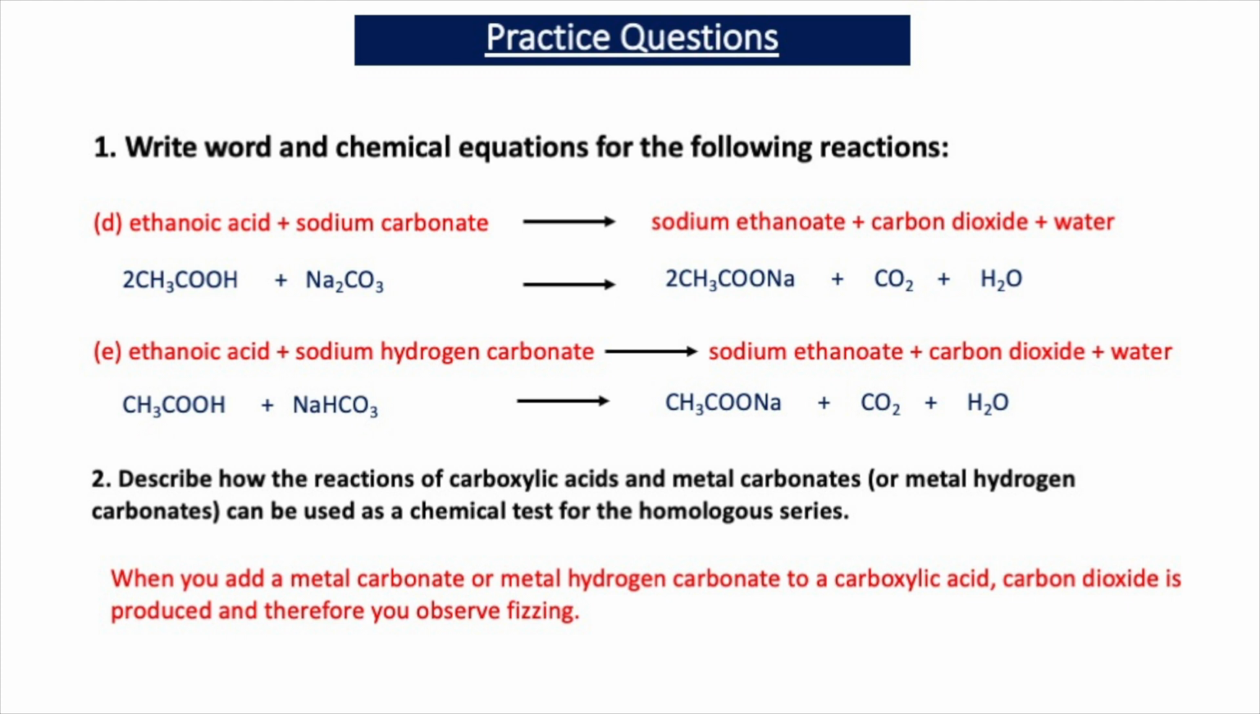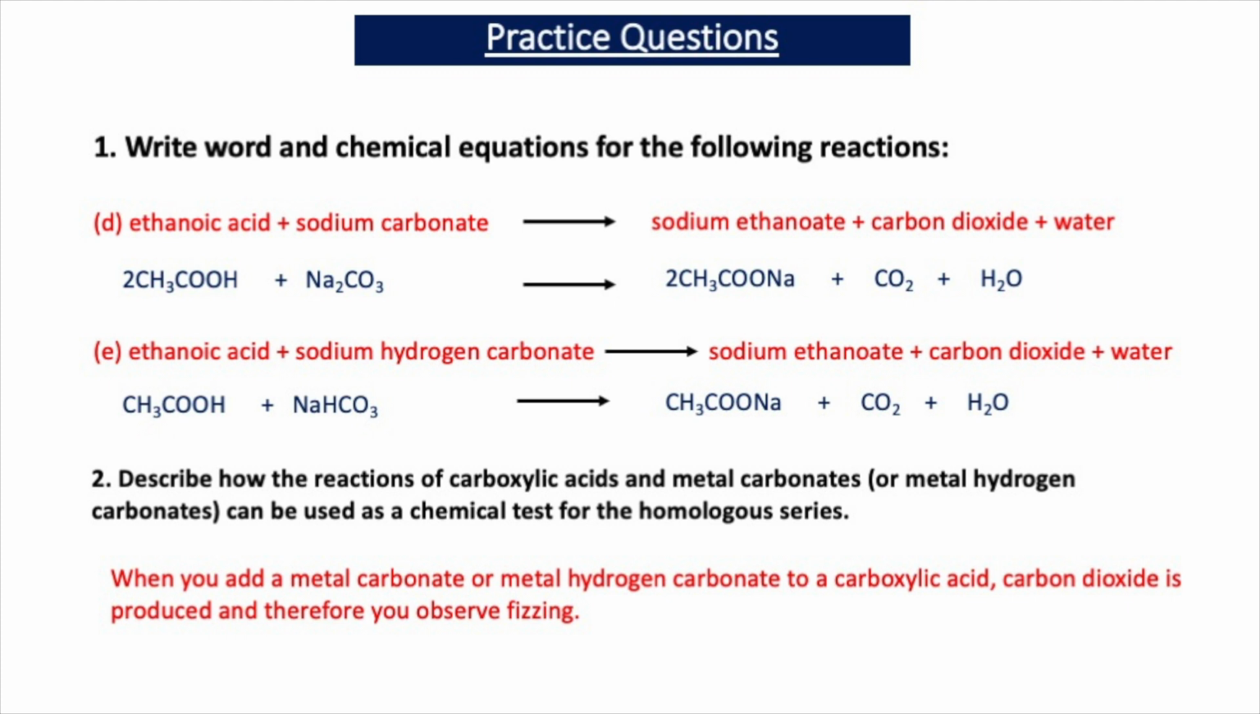Now for E, we have ethanoic acid reacting with a metal hydrogen carbonate, sodium hydrogen carbonate, and that will also form a salt, carbon dioxide and water, and we'll once again get sodium ethanoate as a salt. So we have CH3COOH plus NaHCO3 forms CH3COONa plus CO2 plus H2O. And this equation is balanced.